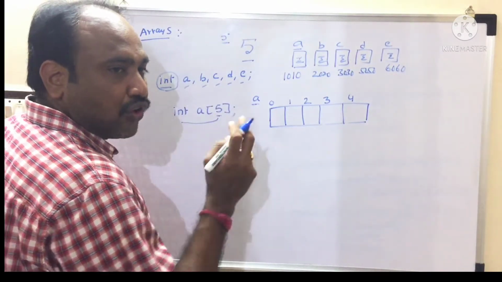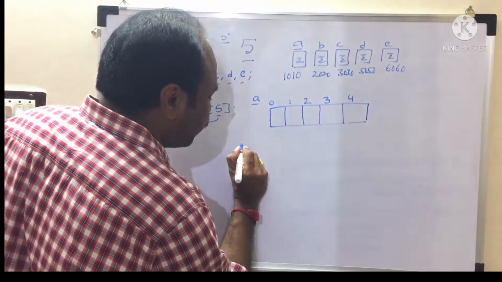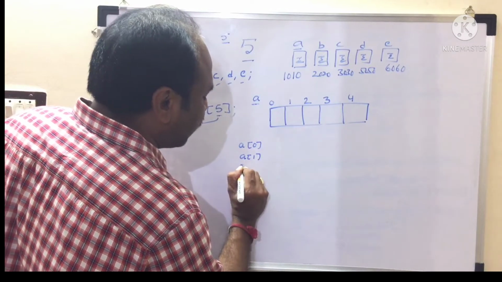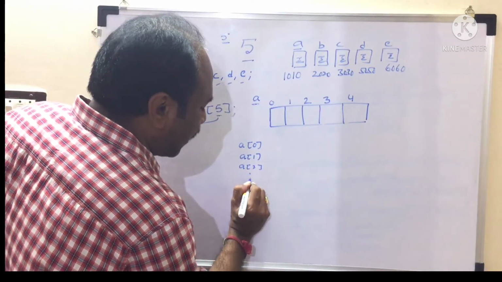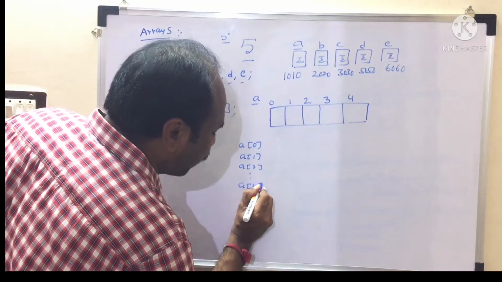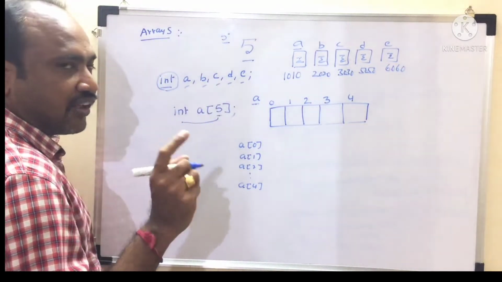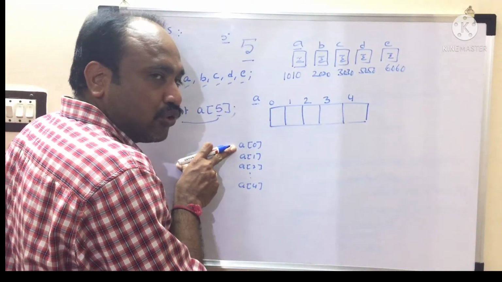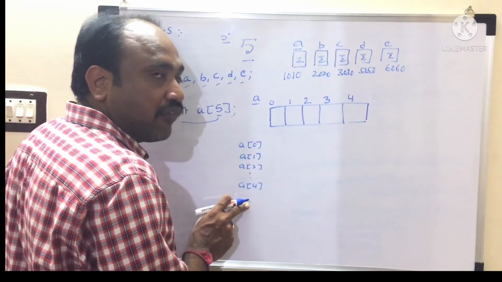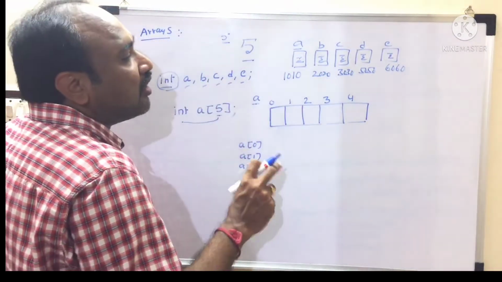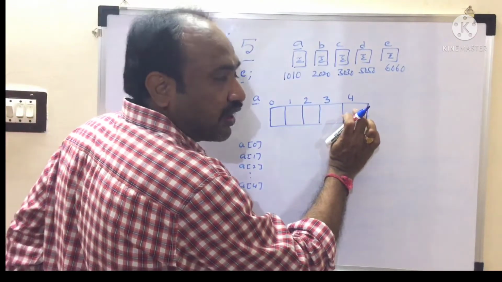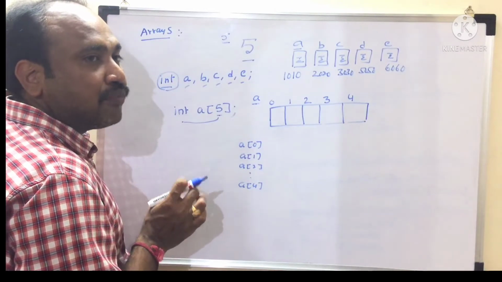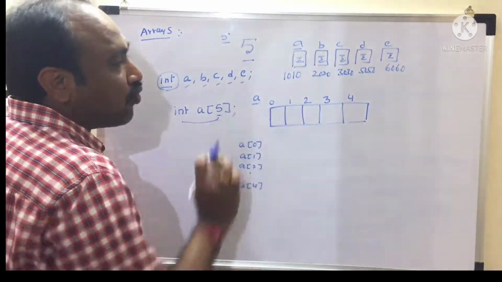To refer to those values, the first value is referred to with the name A of 0. The second value is referred to with A of 1. The next value with A of 2. And the last value is stored under A of 4. If n is the size of the array, for example, 10 is the size of the array, the first value is stored under A of 0. The last value will be stored under A of n minus 1. If 10 is the array size, the last value will be stored under A of 9, the 9th location. If the size is 5, the last value will be stored under A of n minus 1, that means A of 5 minus 1, the 4th location.